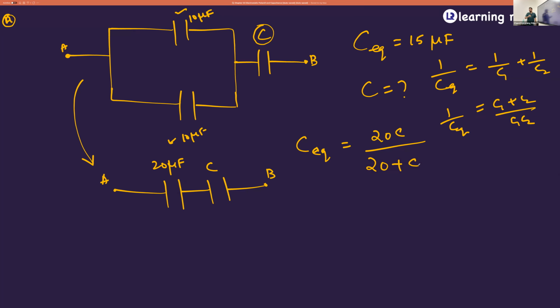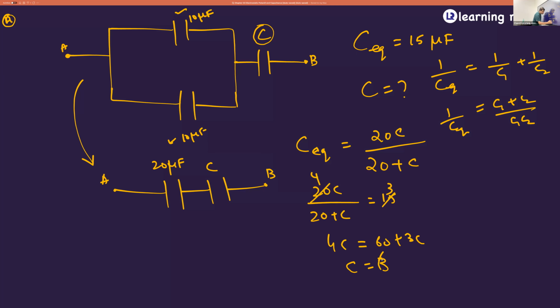What should this value be equal to? This should be equal to 15 according to the question. So 20C divided by 20 plus C is equal to 15. So this 4 times, this 3 times, cross multiply. So 4C is equal to 60 plus 3C. Bring this C over. So C will be 60 microfarad. So this will be 60 microfarad. Am I clear with this? Clear? So make a note of this.